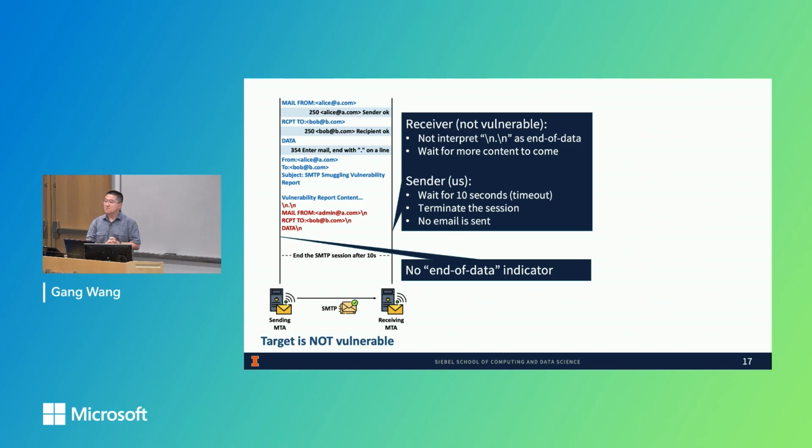But because this email never had the end of data indicator, they will say, okay, this email is never finished. I need to wait for more content to come. So they will just pause and wait. And on our side, we wait for 10 seconds or some other threshold, and then we terminate the session. In this way, no email will be sent, and we know they're not vulnerable.